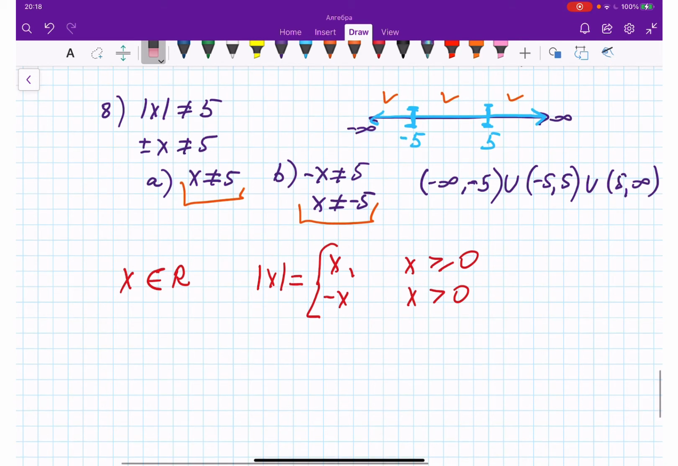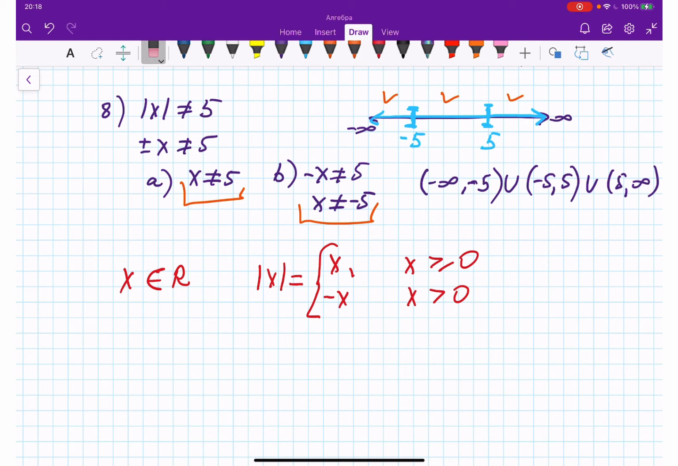Let me write down, why is it? Why does it have to be only positive? Because the absolute value is the distance between the beginning and the point x. All right?